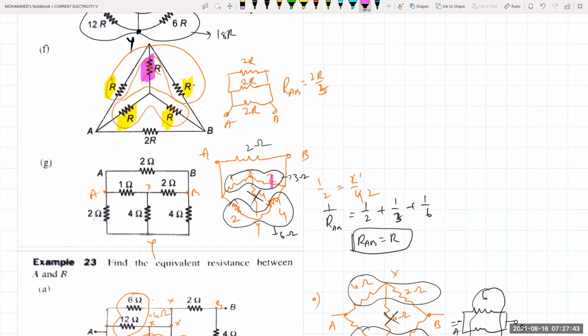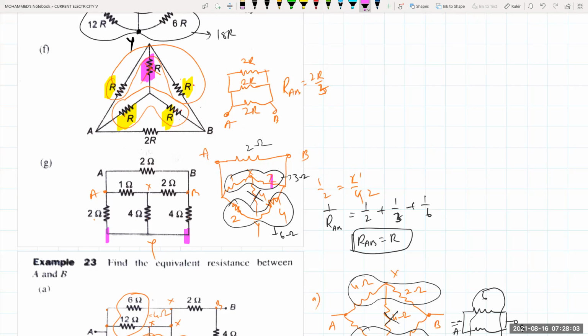Yes, sir. See this, beta. Between A and B, this is point A. This will also be point A because they are connected by one single wire. If this is B, this point is also B. I'm giving the names X and Y for these resistances. If this is Y, this point is also Y, and this point is also Y.